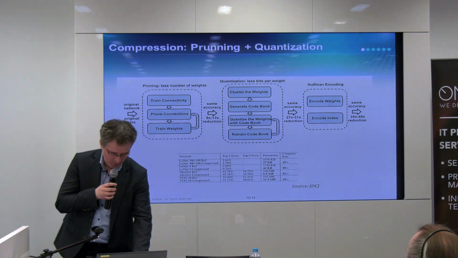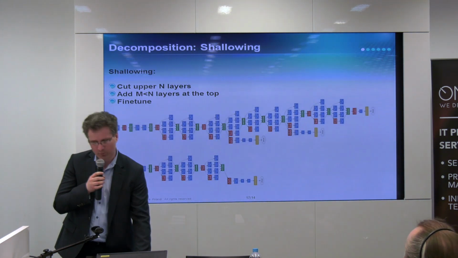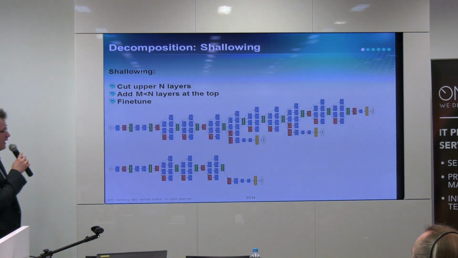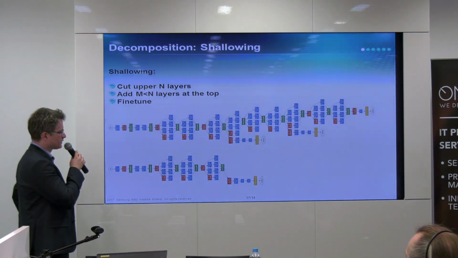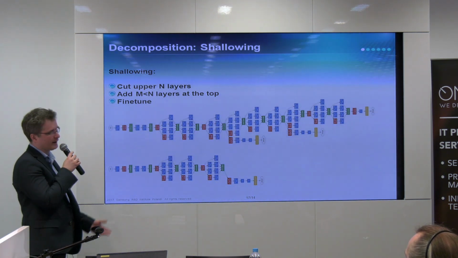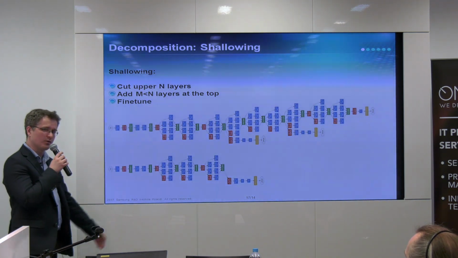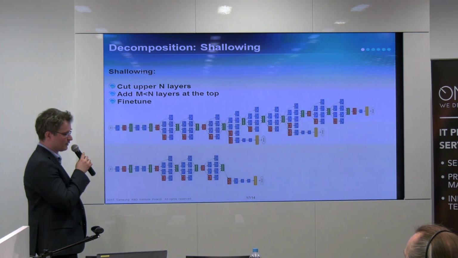Okay, compression is one thing, but we can also decompose the neural network. If we find that our network is too large, we can cut some layers from the top and put in layers with fewer neurons or fewer layers and retrain. You can even do it in some architectures without retraining.